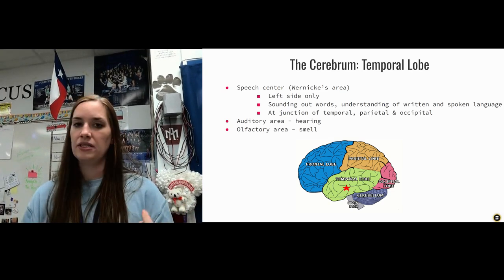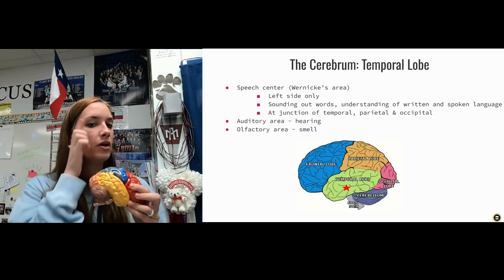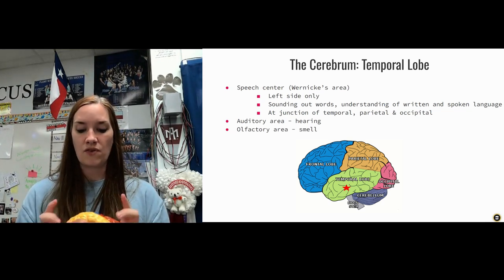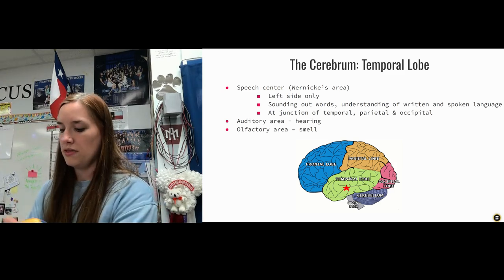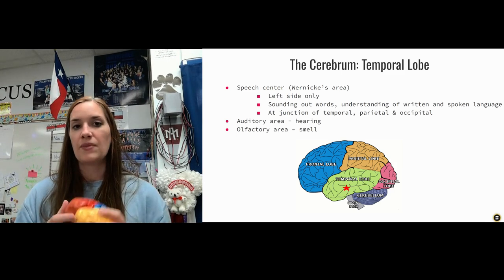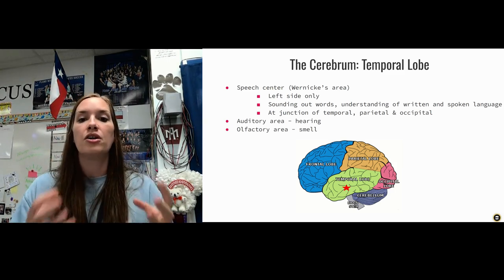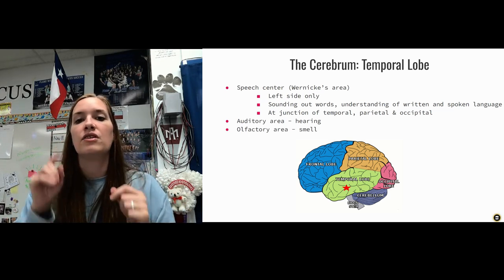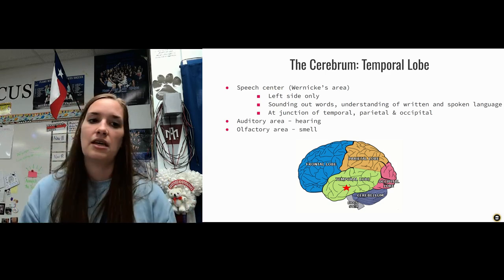Then we have the temporal lobe. So the temporal lobe, again, is going to be this side part where your temples are located. This is going to have Wernicke's area located within it, but not on the right side, actually on this left side only. This is going to help you with sounding out words, understanding written and spoken language. And again, it's at that junction of the temporal, parietal, and occipital, just on the left side.